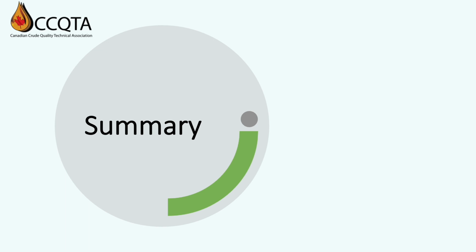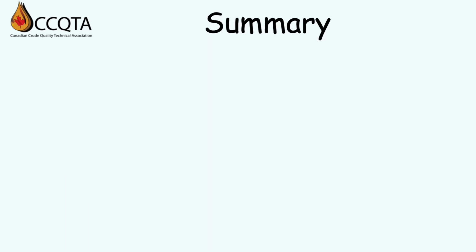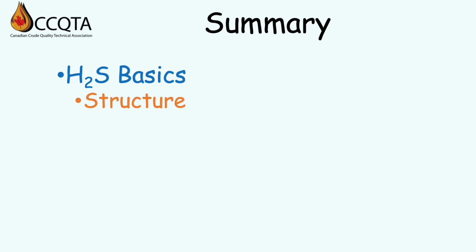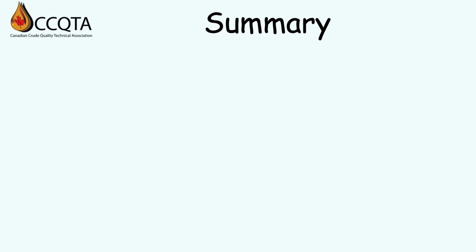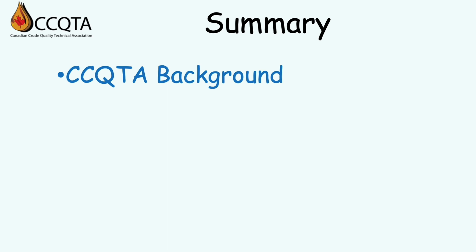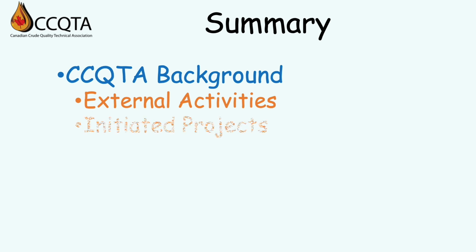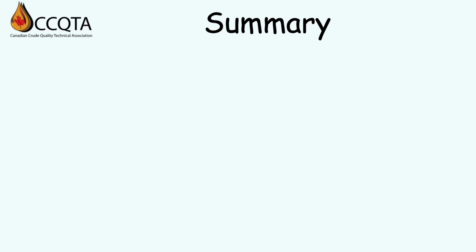Let's summarize what we've talked about today. First, we looked at the basics of H2S, including the chemical structure, the associated hazards, the origins and locations where one might find H2S, and lastly we did a comparison between the different definitions of sour and sweet between the oil and gas sectors. Next, we looked at how the CCQTA got involved with H2S, starting with external activities impacting the industry and bringing it to the CCQTA's attention, and then a brief description of the CCQTA projects that were initiated in response.